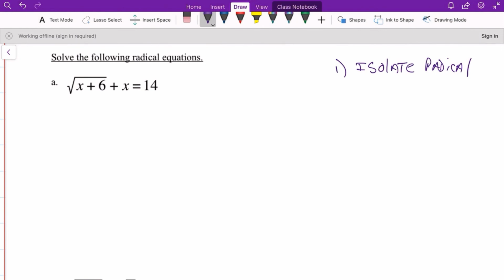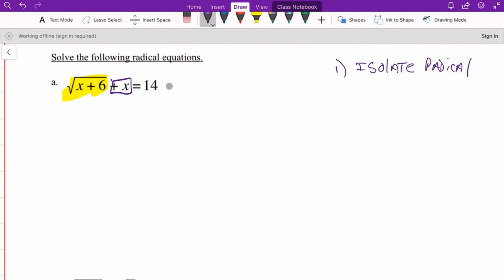So what I have here is my radical, square root of x plus 6. So what I need to do is isolate that radical, which means I need to move this x to the other side. Basically, if you can, you want to have the radical on one side of the equal sign, and you want to have everything else on the other side of the equal sign, okay? And that's what your goal is.